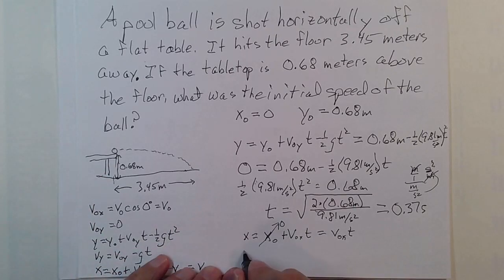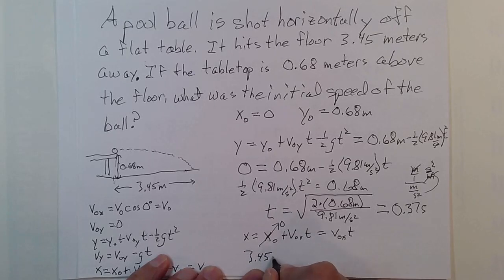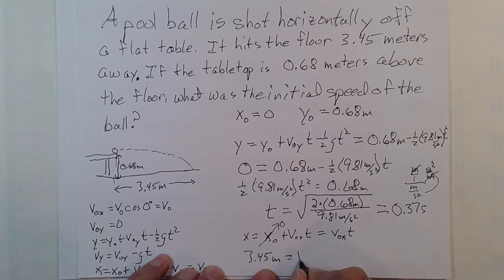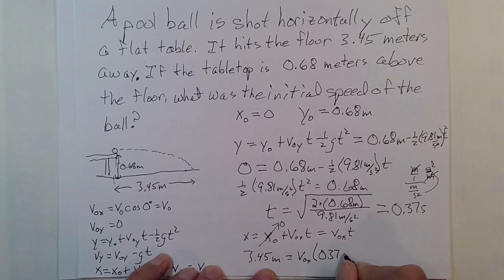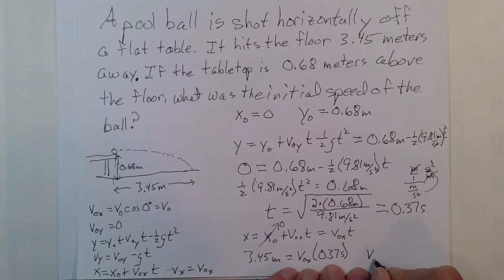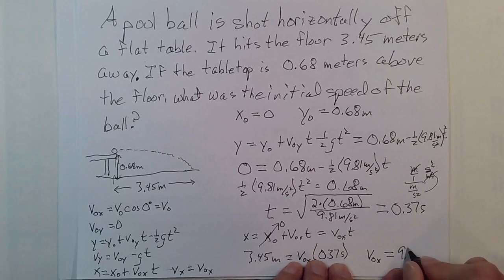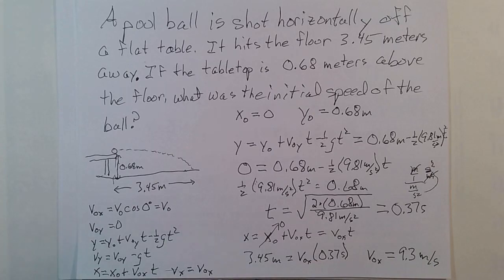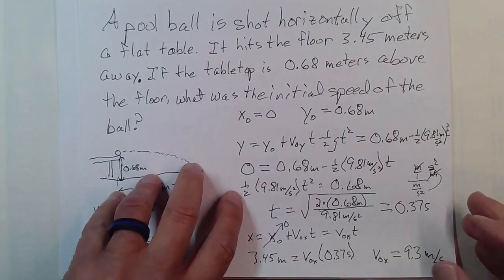So 3.45 meters will equal v naught x times 0.37 seconds. And I'll be down to 2 significant figures for v naught x, but that's okay. I get about 9.3 meters per second. That was projectile motion. It was an interesting one. It was shot horizontally, but we figured out by measuring this distance how fast the pool ball was going. That'll be useful in a lab we're going to do in a few weeks.